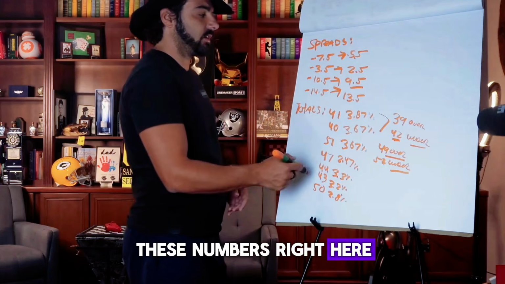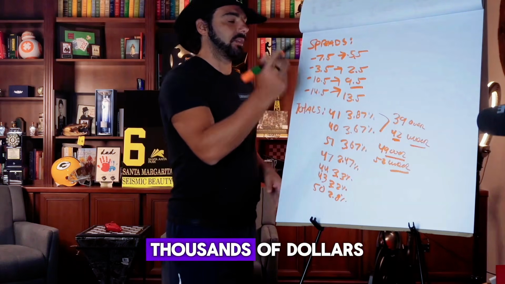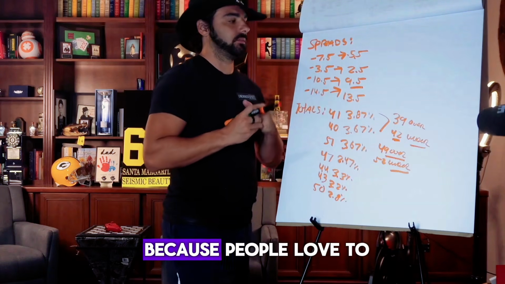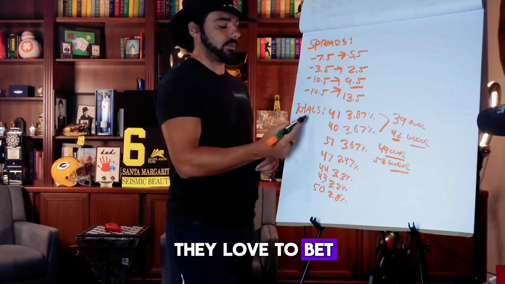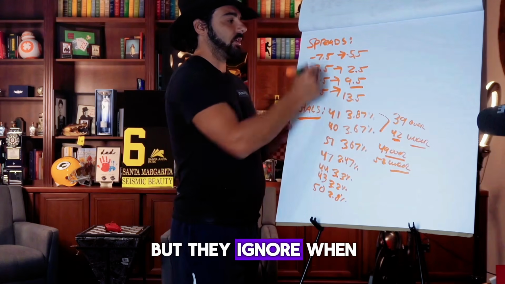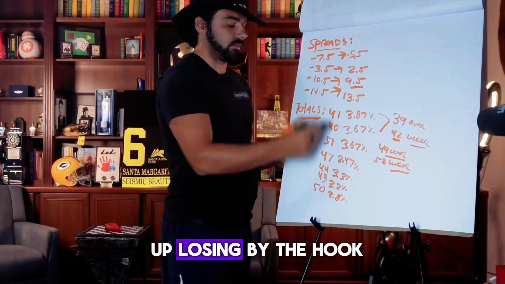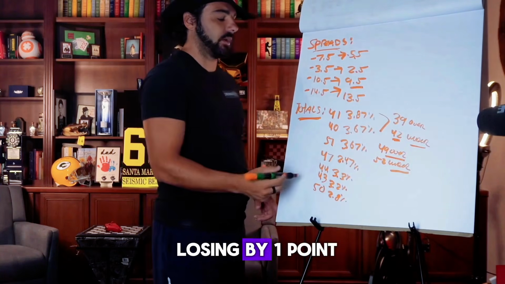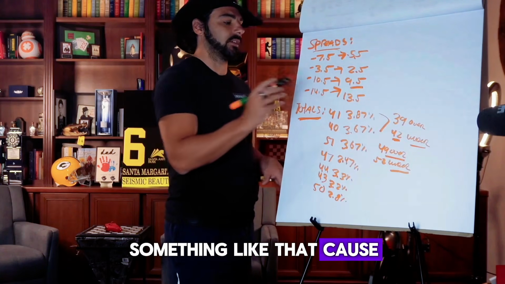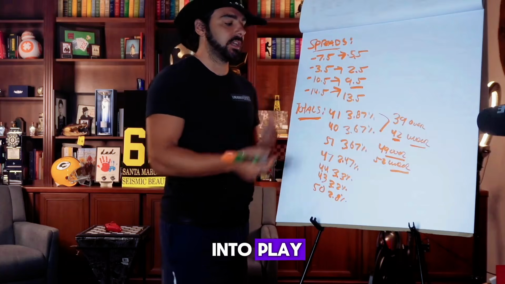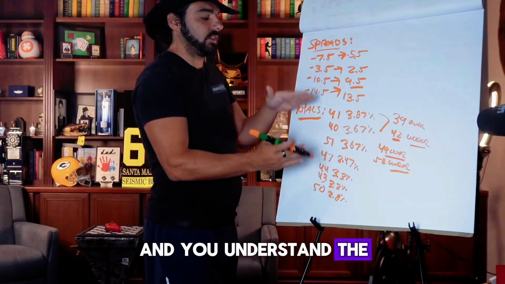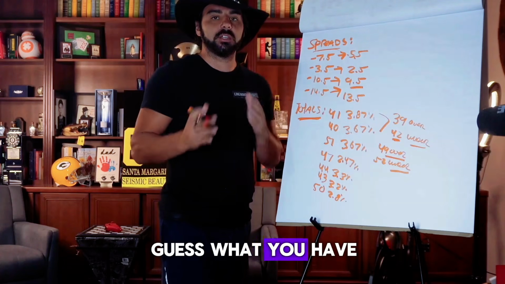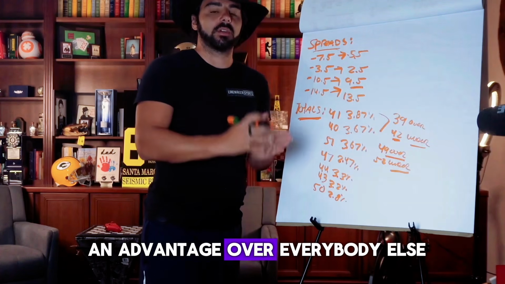Like I said, you should be writing all that stuff down because it's very important. These numbers right here will literally save you thousands of dollars betting in the NFL, because people love to bet the spreads, they love to bet the totals, but they ignore when there's key numbers on it, and then they end up losing by the hook, or they end up losing by 1 point, something like that, because an extra possession comes into play. As long as you pay attention and you understand the numbers that you need, guess what? You have an advantage over everybody else.